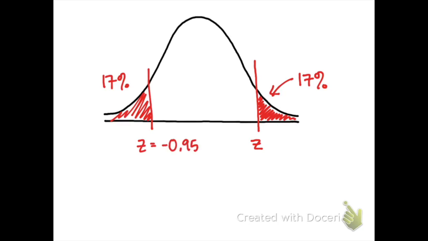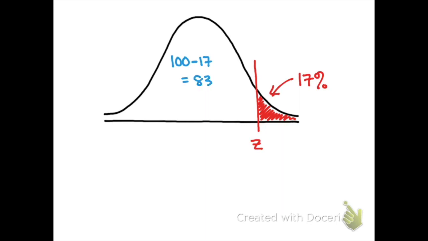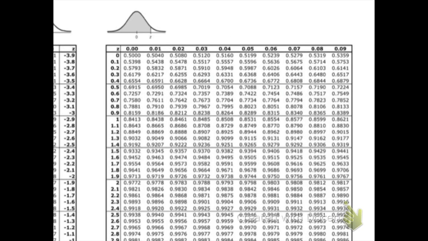But we're looking for the z-score that must be positive. So we know from the fact that the normal distribution is symmetric, the z-score we are looking for would be positive 0.95. Another way to do this is to think about the area to the left of the z-score. Since 17% is the area to the right, then the area to the left must be equal to 83%. So on our table, we could actually go look up 83% for the area. The area of 83% is closest to 0.8289. The z-score associated with that area would be 0.95.